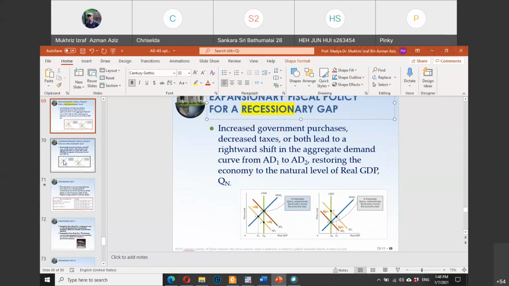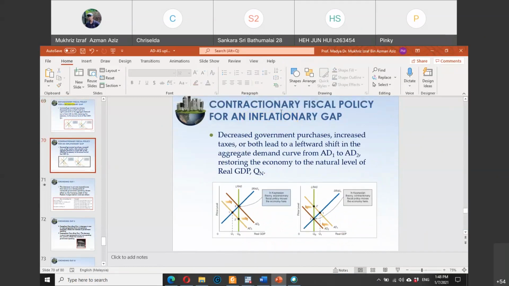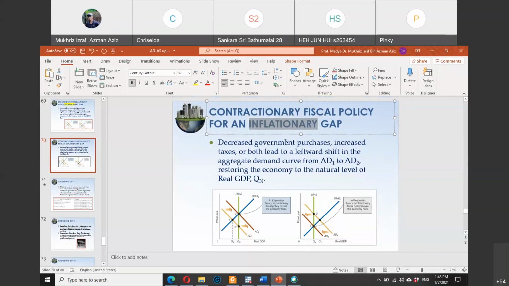But on the following slide, contractionary fiscal policy is when the government wants to reduce inflation. For example, the economy is growing too fast, and that has caused inflation to go up, the price level to go up. So if the government wants to slow down or reduce the level of inflation, what the government can do is use contractionary fiscal policy.